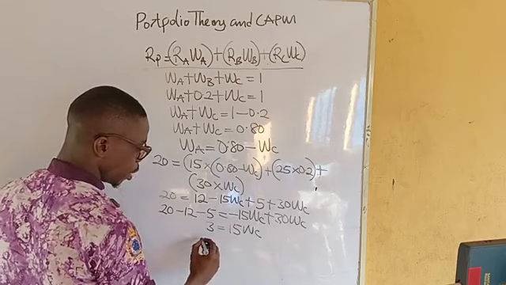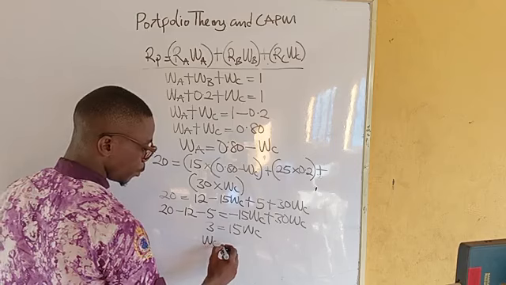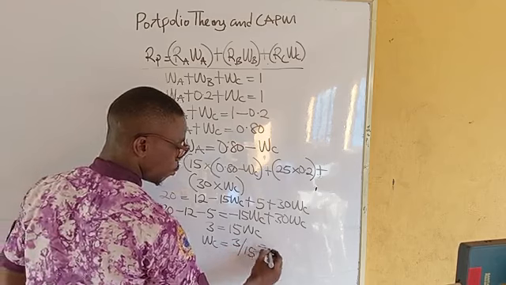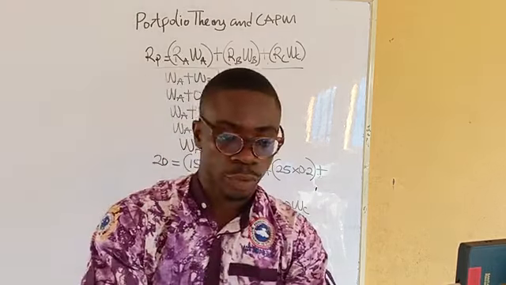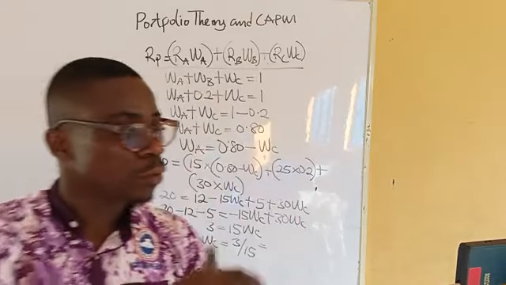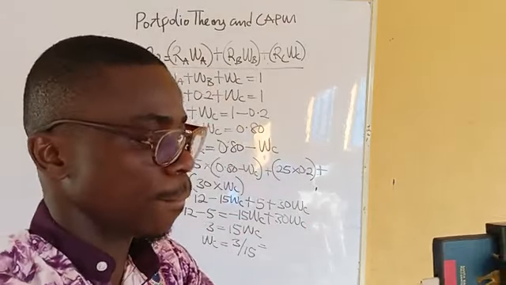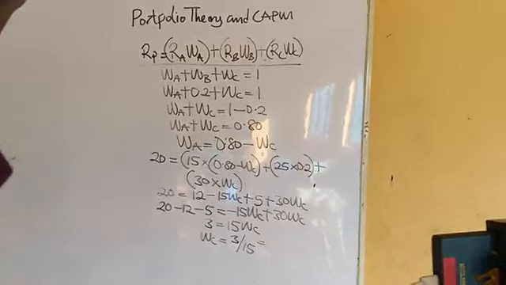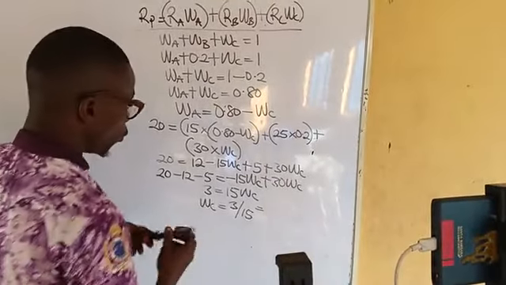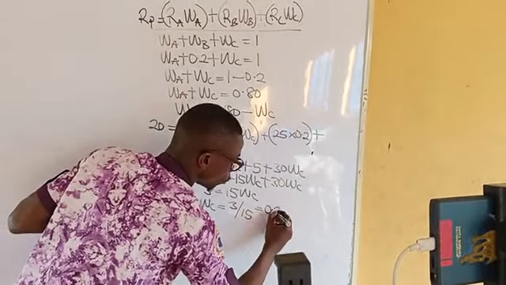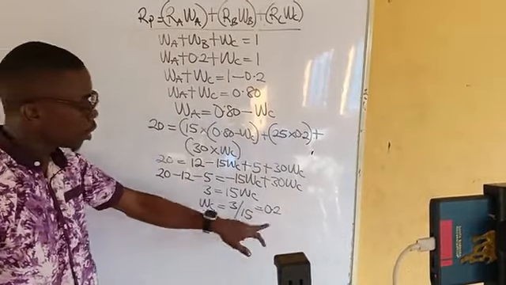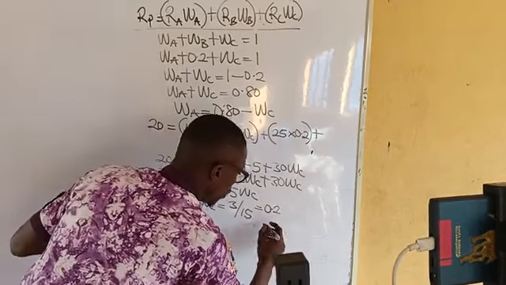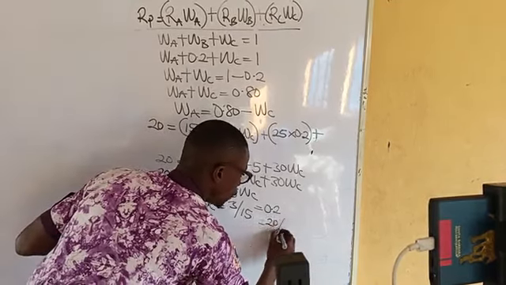So what's WC now? WC will be 3 divided by 15. What do you have? 0.2. Now that's 0.2, right? Now let's look at it. That 0.2 is 20%. You convert it to percentage.